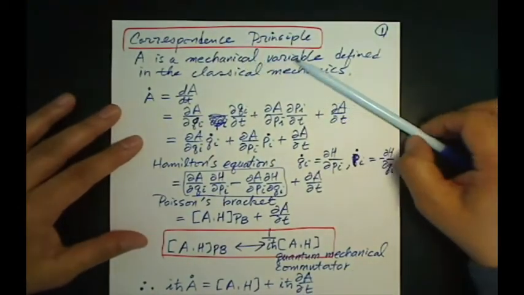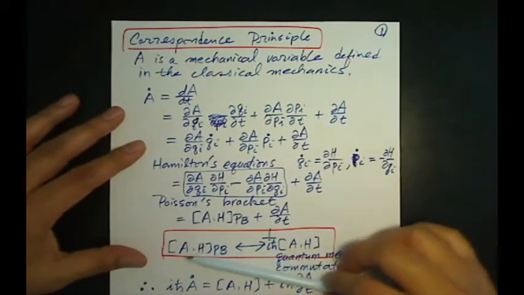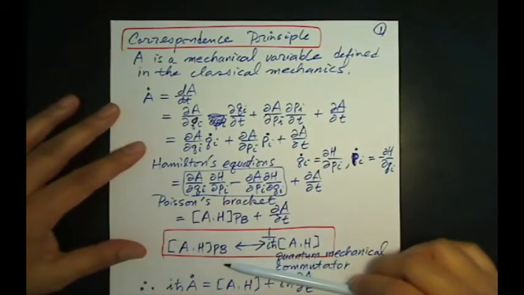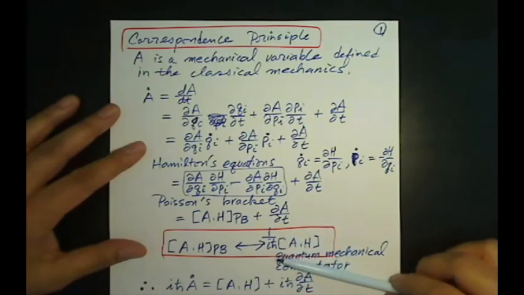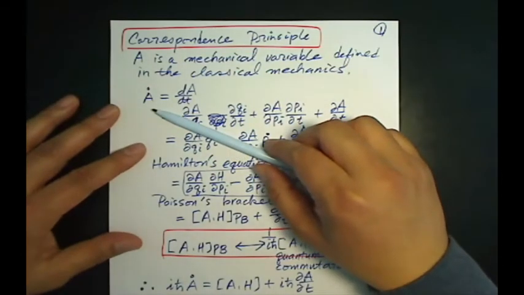So the correspondence principle states that the Poisson bracket of two arbitrary mechanical variables is expressed as the quantum mechanical commutator divided by the scale factor i h bar. Let us consider the total time derivative of a mechanical variable in classical mechanics.